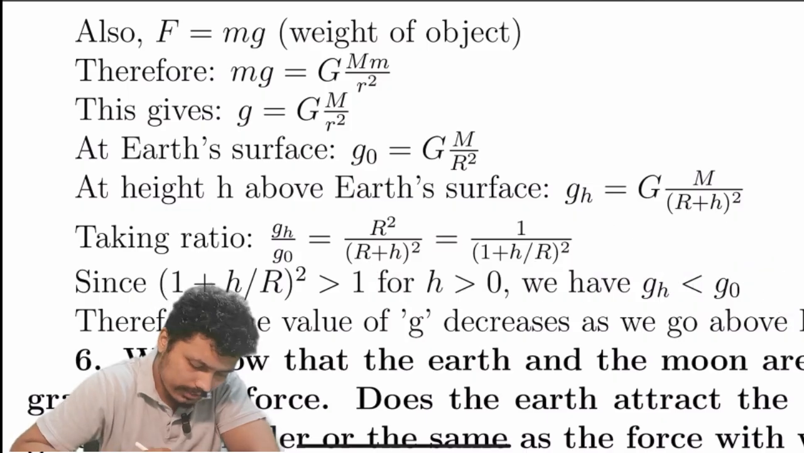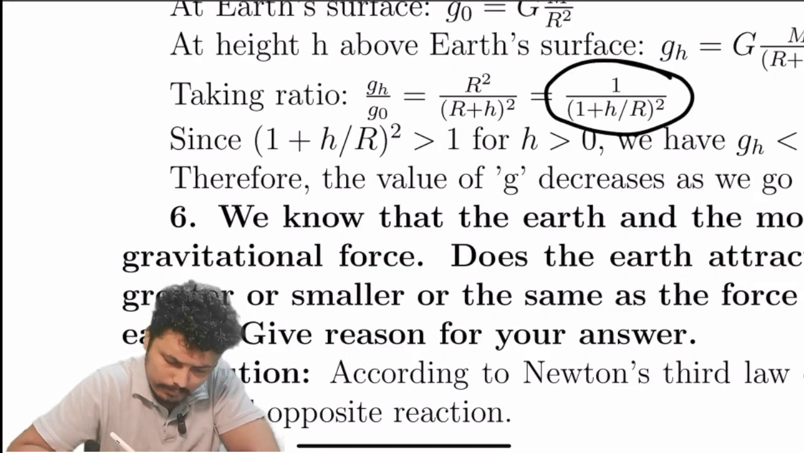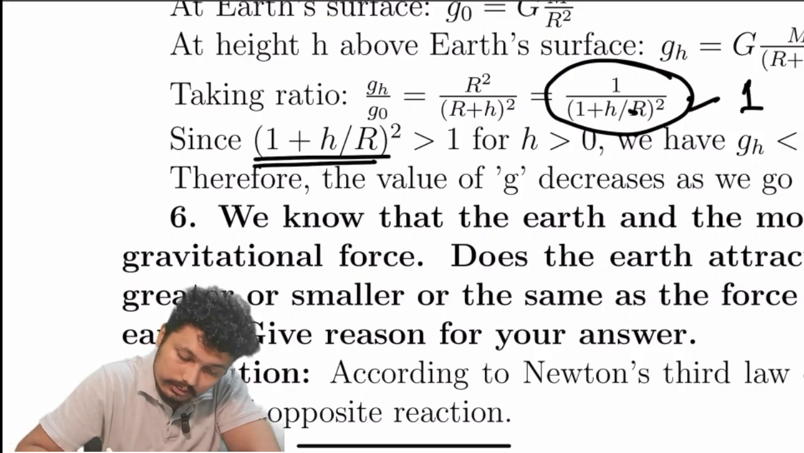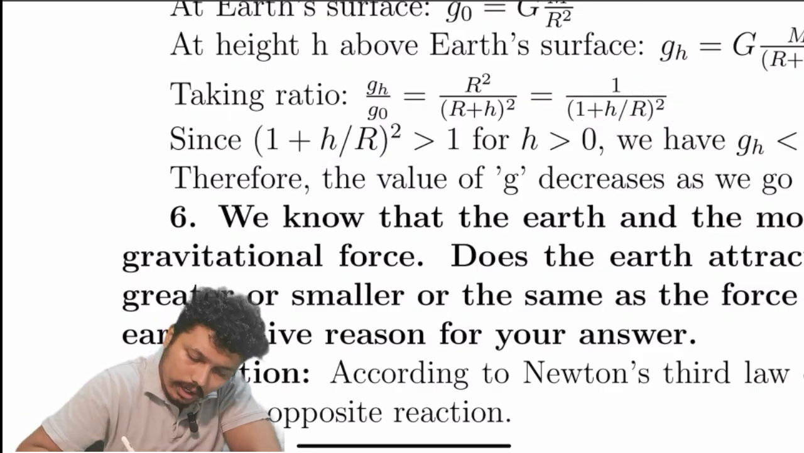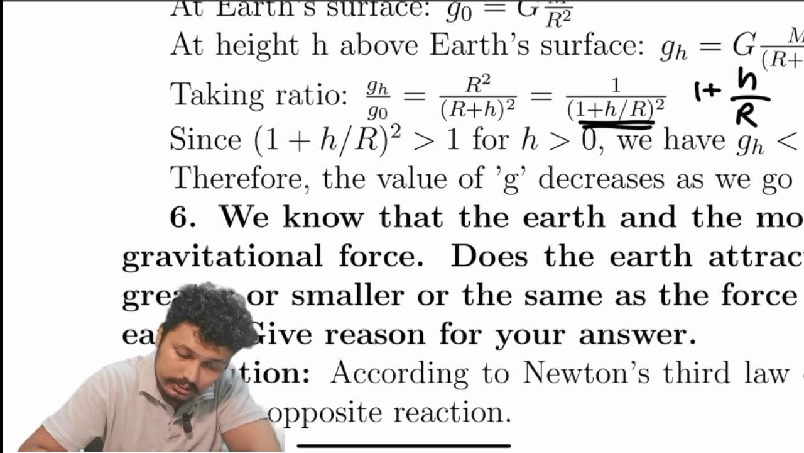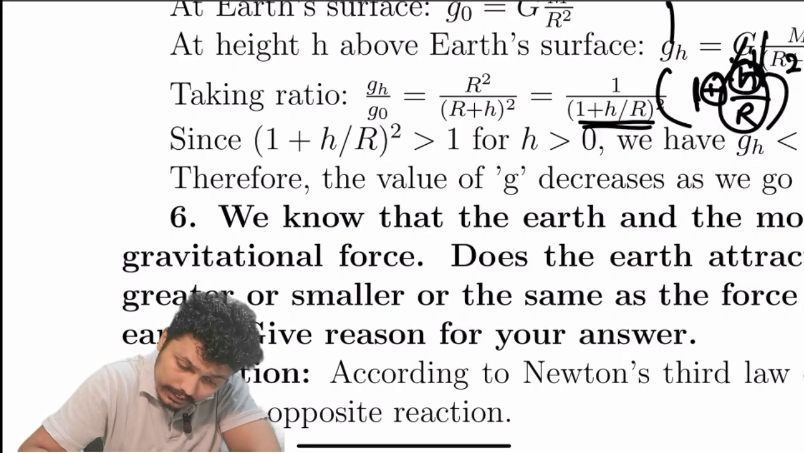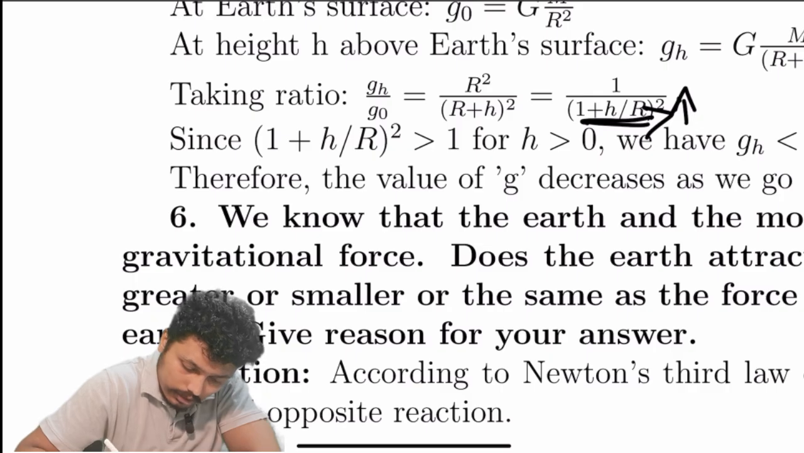I hope there is no problem with this mathematics, the derivation. Now look here. This down value, is it greater than 1 or not? Yes, it will be greater than 1. It is (1 plus h by R) whole square. If you are adding h by R, where h is the height and R is the radius of the earth, to 1, it may be a very small value, but it will be greater than 1.